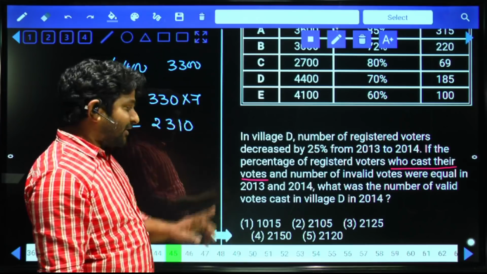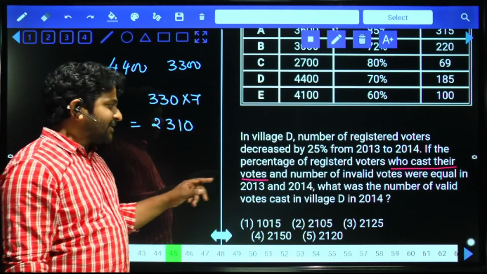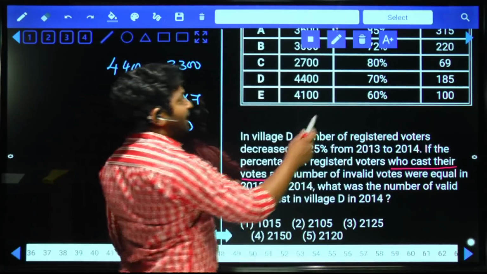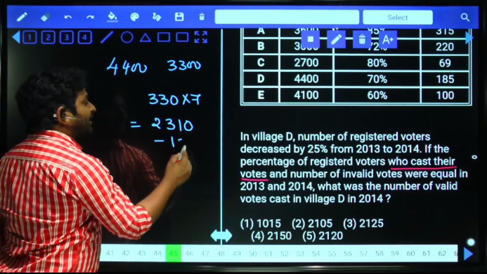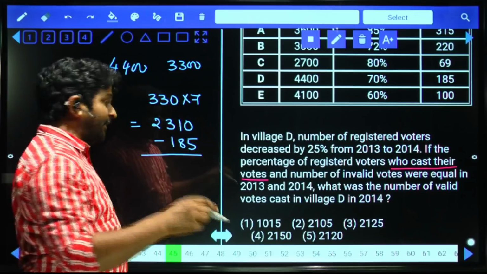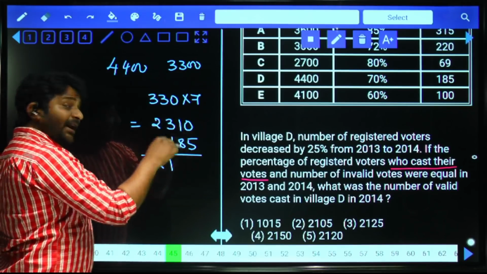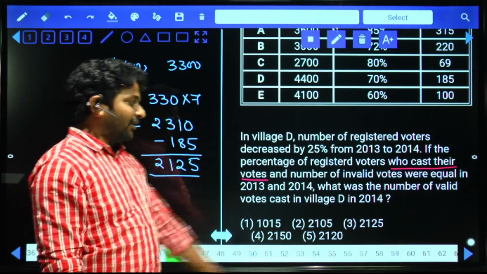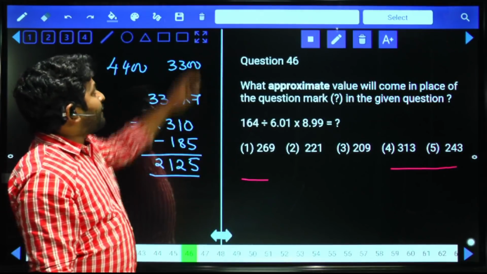That is 2310. But your question is about valid votes. So for valid votes we have to subtract invalid votes. Now your question also says invalid votes are equal. In D, we have 185 invalid votes. Now let me subtract 185. How to subtract 185? Subtract 200, then add 15. 2310 subtract 200 is 2110, and then we have to add 15 again. That is equal to 2125. 2125, third option.